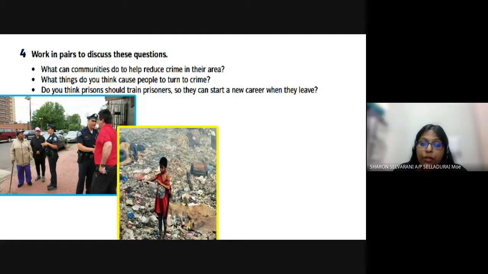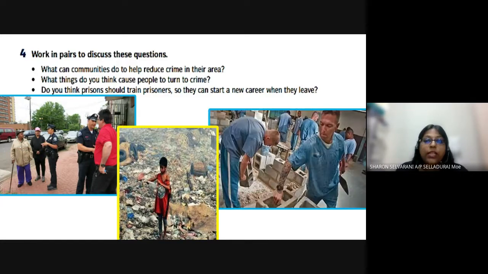Okay, I have also read that in Malaysia, prisoners who are females, they teach them how to cook, bake and all that. Okay, so it is a must. See, like this picture here, this third picture, it shows prisoners are trained to build houses. Can you see they are actually laying the bricks and all that? They are teaching them how to build houses.